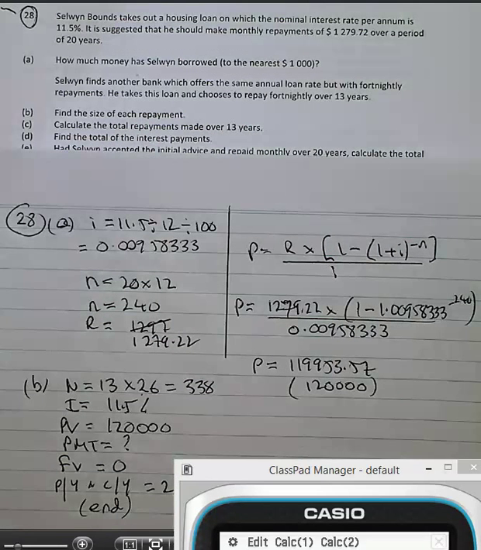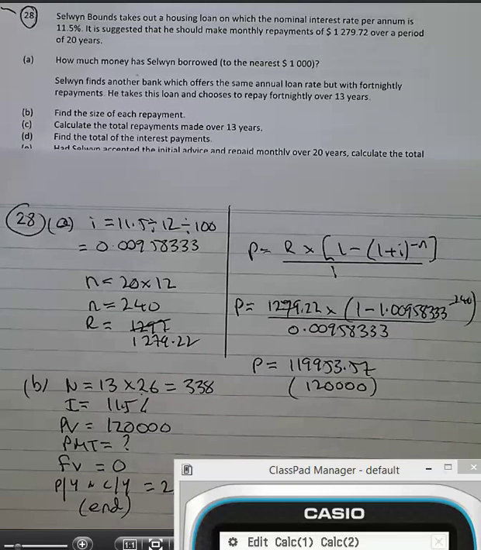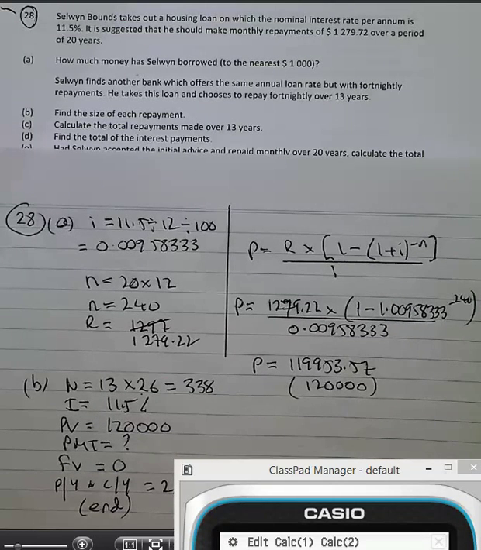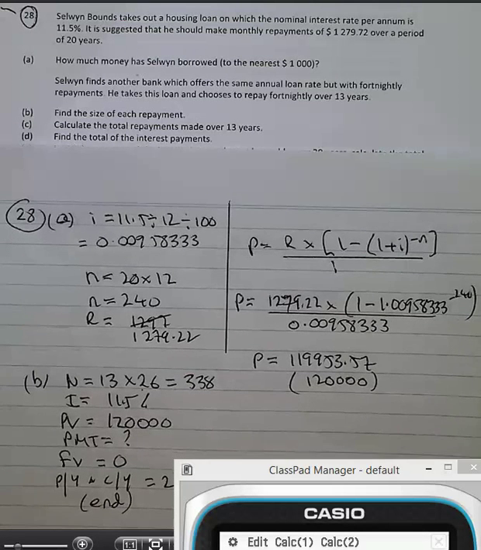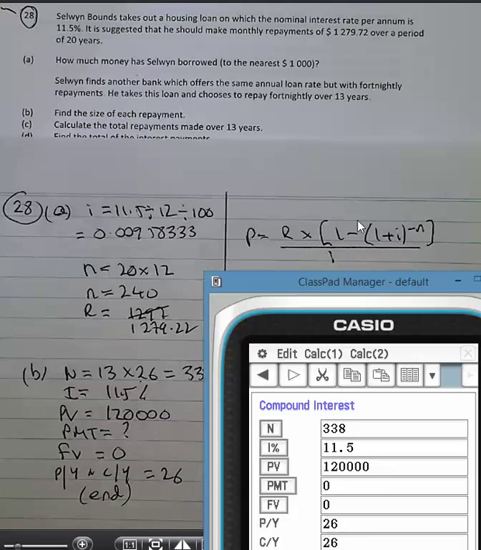So we're looking at $121,000 borrowed. Now, he's gone to shop around and he's looking at another bank, same annual loan, fortnightly repayments. He takes the loan and chooses to pay fortnightly over 13 years. So I've set up my calculator with those inputs and we'll find out what the repayment figure is.